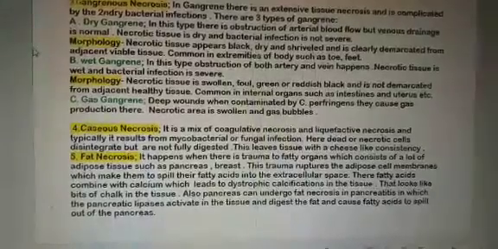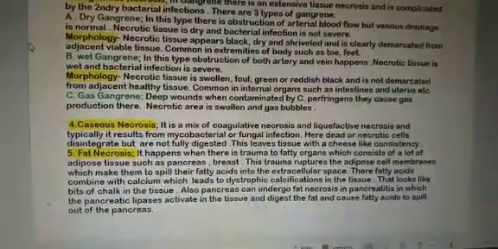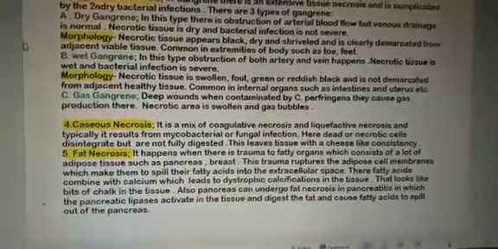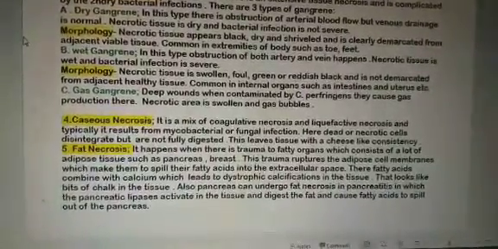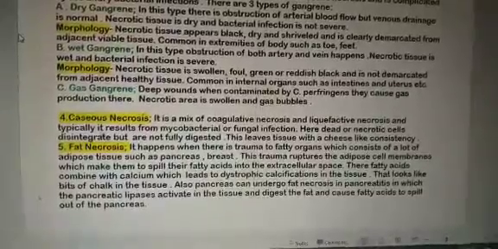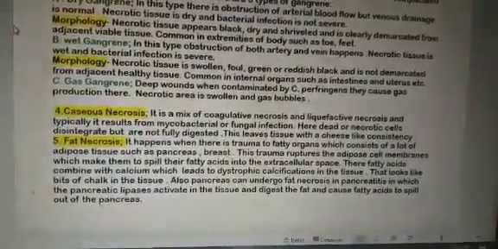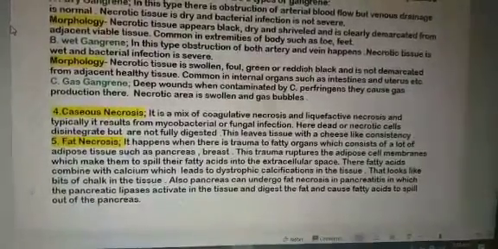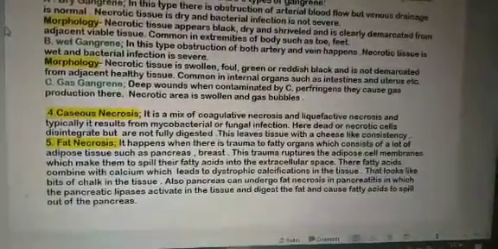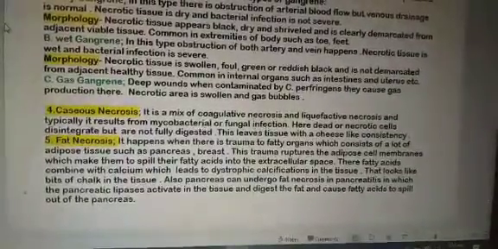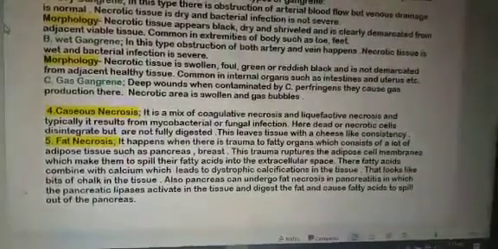Welcome back. So, we were talking about the different types of necrosis. The next type that we are going to talk about is caseous necrosis. It is a mixture of coagulative necrosis and liquefactive necrosis. Okay, and typically it results from mycobacterial or fungal infection.